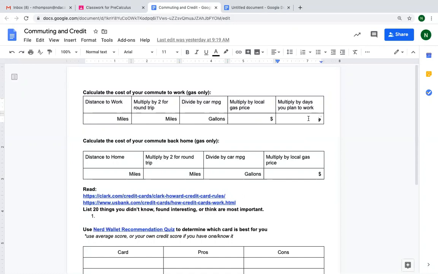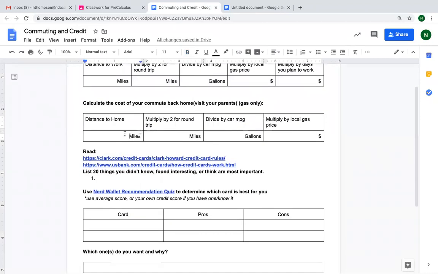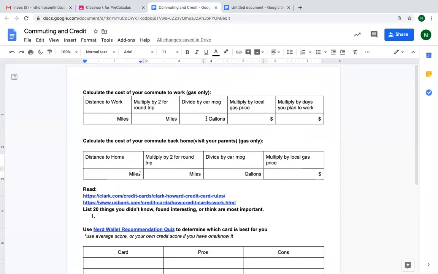After that, you're going to multiply by the number of days that you plan to work. Most of you will be working 5 days a week, a 9-to-5 job, but some of you might have something different. Then you're going to calculate the cost of your commute back home. And by this, I mean to visit your parents or your friends. You might not do this every single month, but sometimes you'll have to do it for Thanksgiving or for Christmas or things like that. So that's the part of the assignment that has to do with commuting.